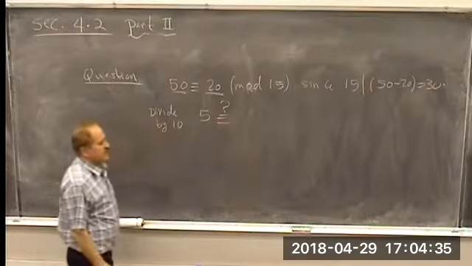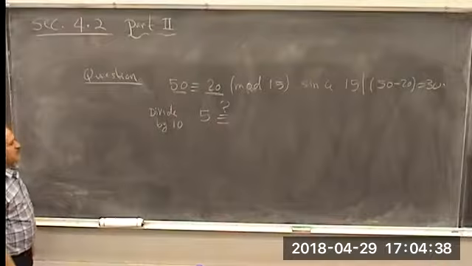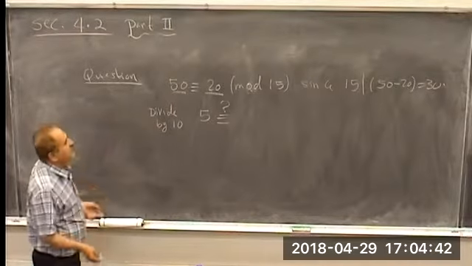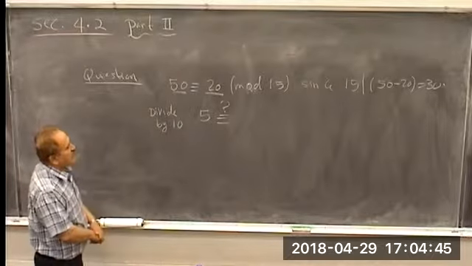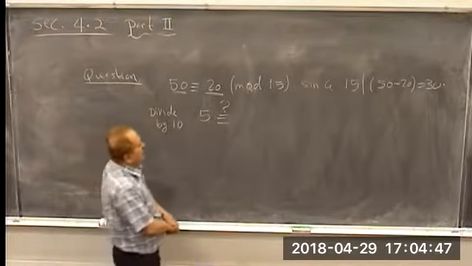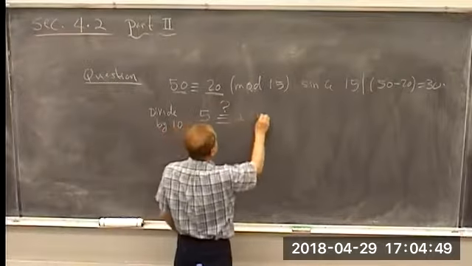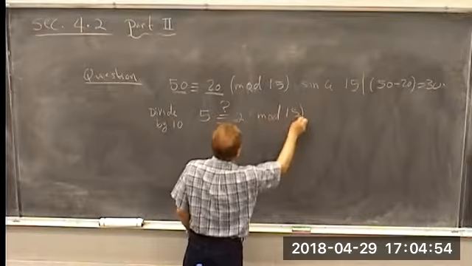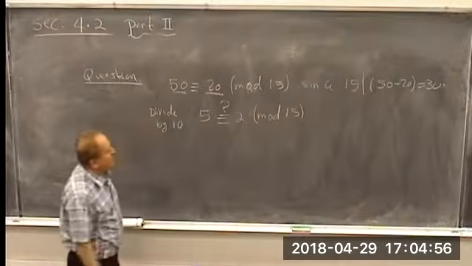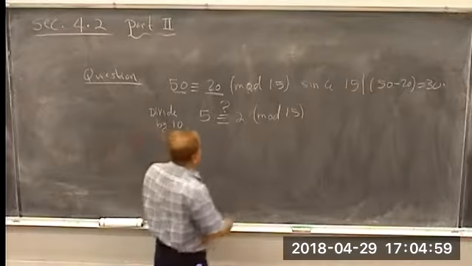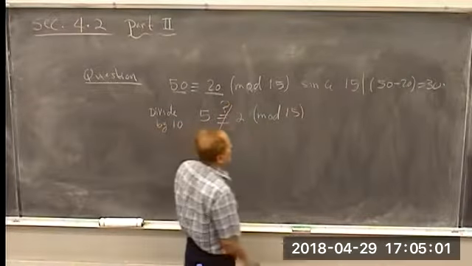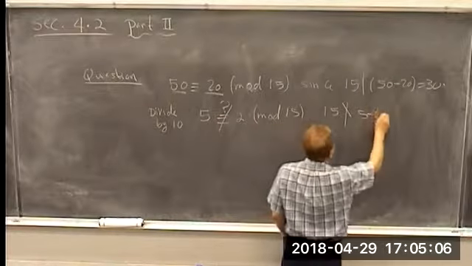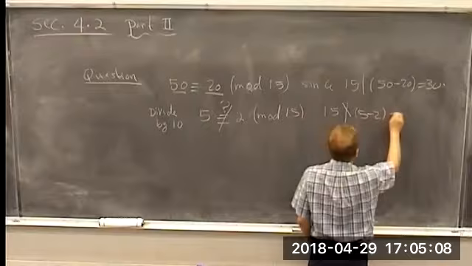The question is, is the congruence preserved? It means, can I divide the two sides by this 10, like we do with equalities, and does this canceling hold? Of course, the answer is no. So these are not congruent, because 15 does not divide 5 minus 2, which is equal to 3.